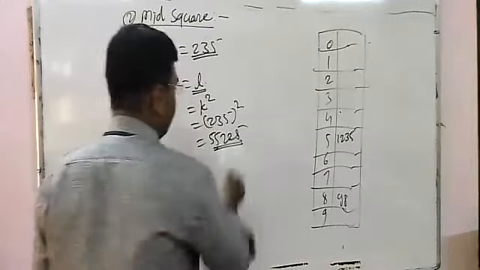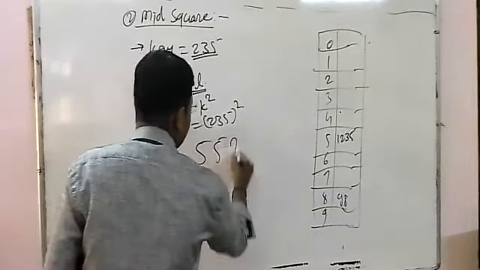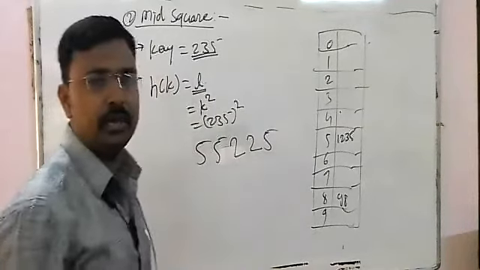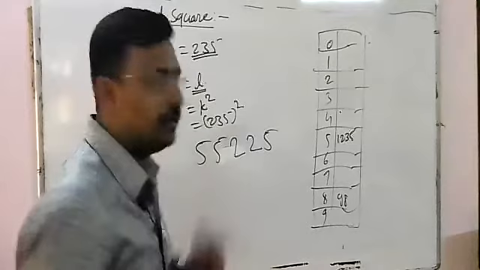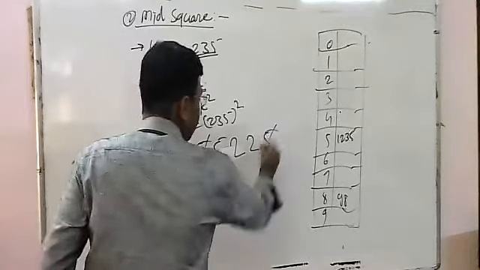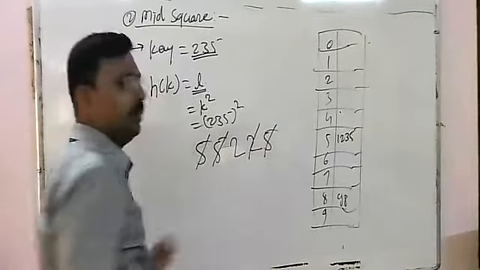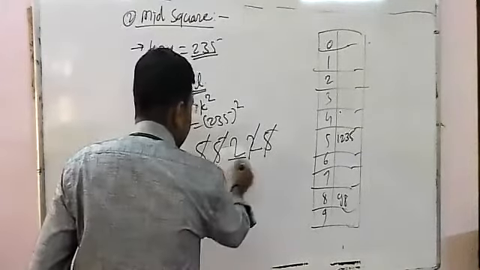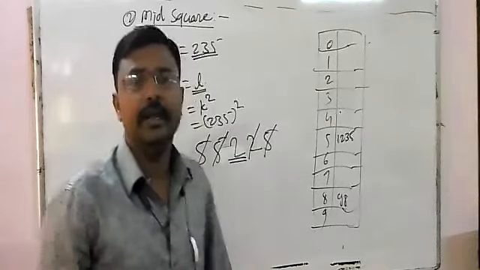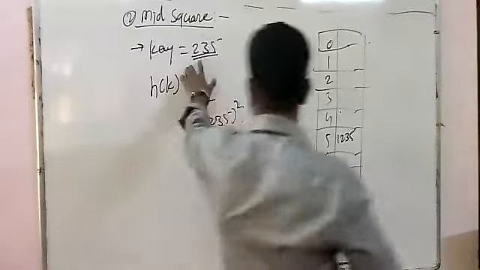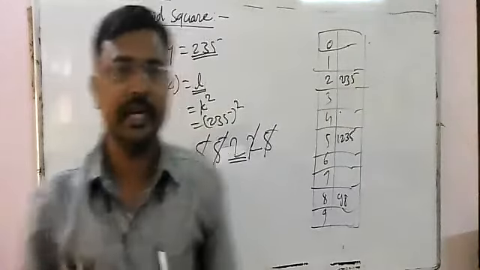Okay, for example, this is our element: 55225. We have to select the middle element, right? For example, remove this, remove this. The 5 5 we have removed. Again, one from the left side, one from the right side. Now, whatever is at the middle is the index value for that element. It means this element 235 is stored at index 2.